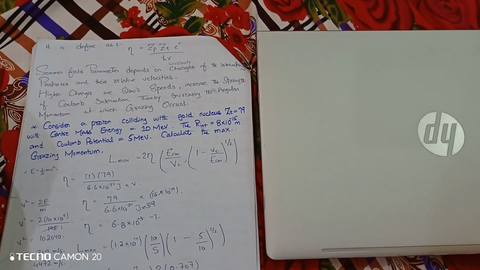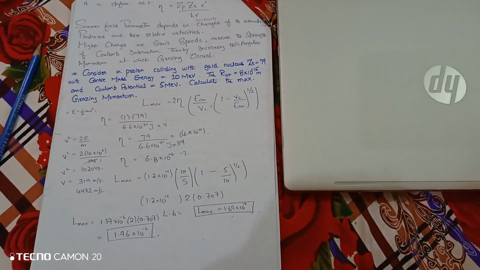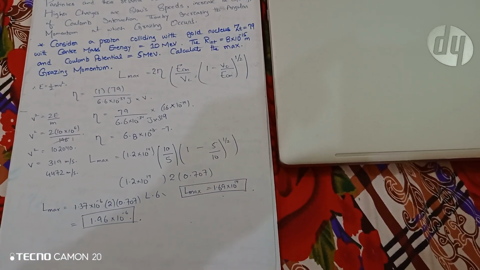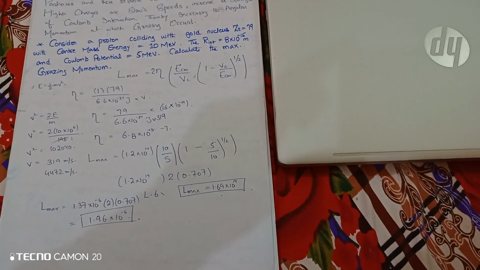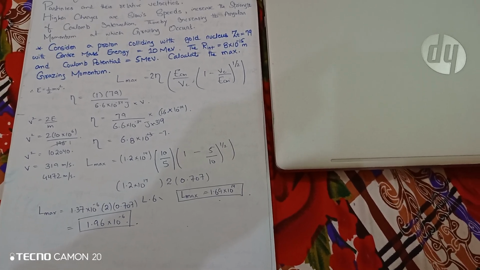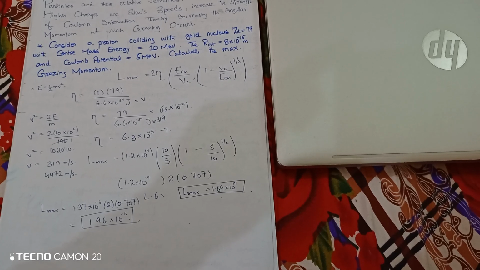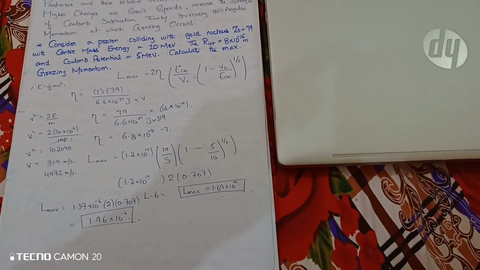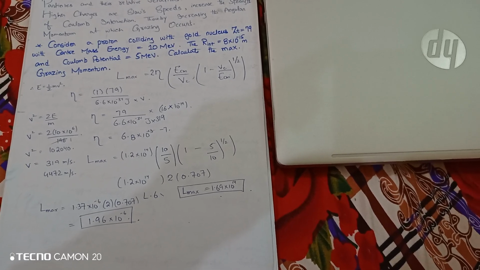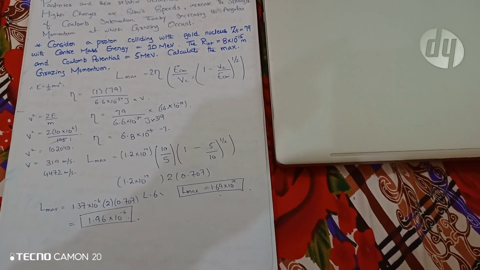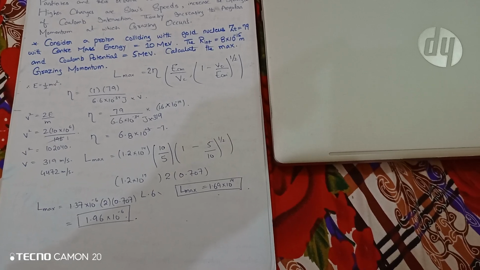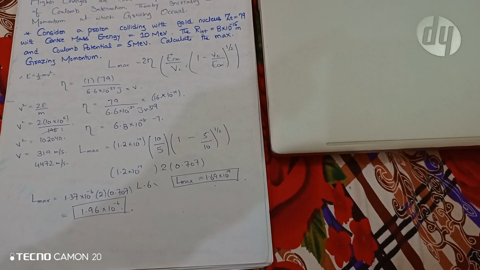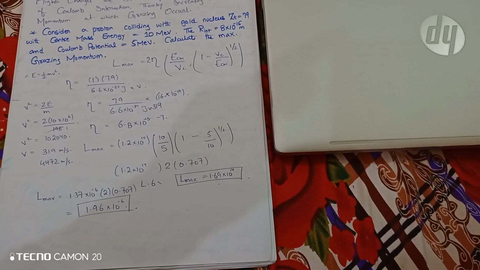So here is a problem which we are going to solve for this topic. Consider a proton and a gold nucleus, where the atomic number of gold is 79, and the center of mass energy is 10 mega electron volts. The radius of interaction is 8 multiplied by 10 raised to minus 15 meter, and the Coulomb potential is 5 mega electron volts. Calculate the maximum grazing momentum, which means you have to find L max, the maximum grazing angular momentum.